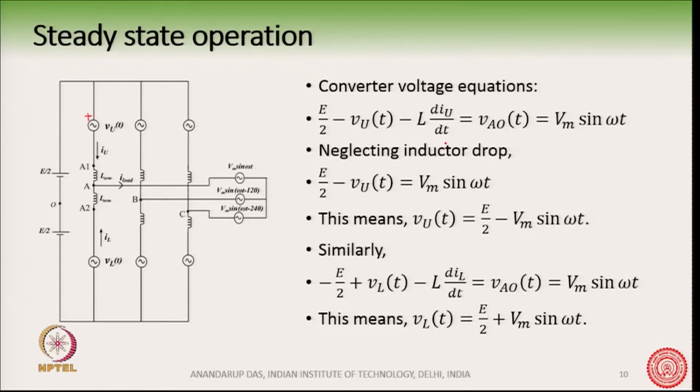Okay. So, neglecting this inductor drop, we can write E by 2 minus V u t is equal to V m sin omega t. So, then this means that V u t is equal to E by 2 minus V m sin omega t. Okay. So, this is the equation of the upper controllable voltage source.